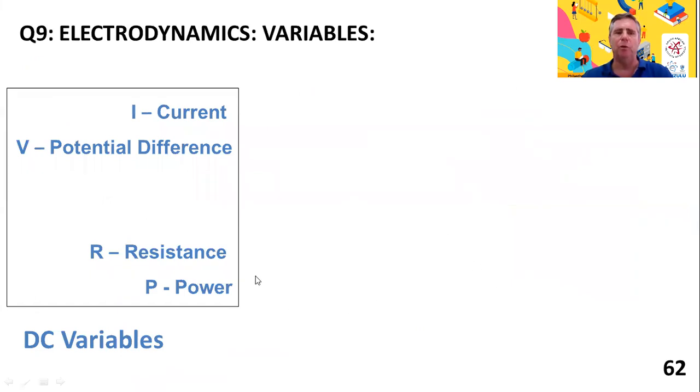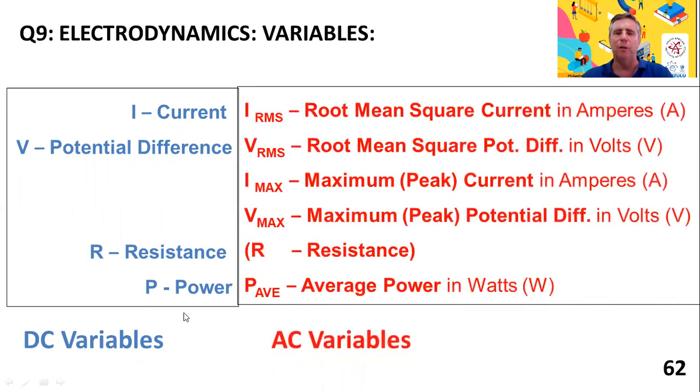Now in electrodynamics, we want to take these four basic variables that we use in DC and extend them for use as AC variables. So where we just have current with DC, we look at the root mean square current and the maximum or peak current. But it's the same basic unit, amperes, and the variable is very much the same. We'll explain this in a minute. With potential difference, we'll have the root mean square potential difference or the maximum or peak potential difference, still measured in volts. Resistance stays the same. And in place of power, we'll talk about the average power measured in watts.